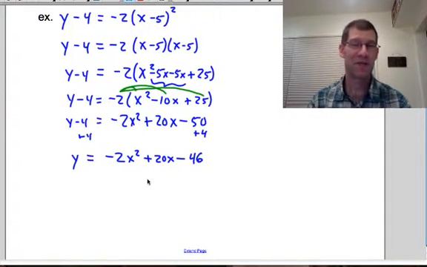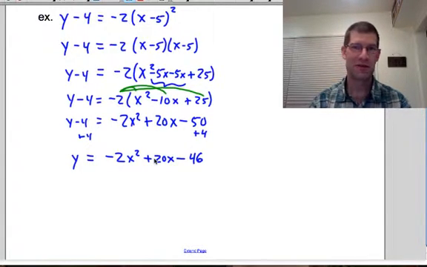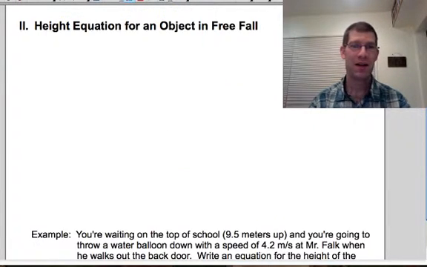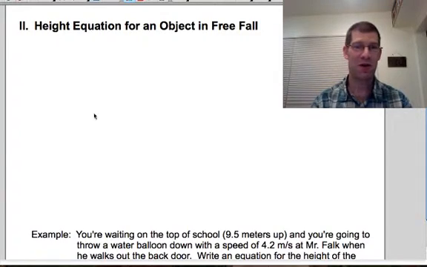So that's really the first half of the notes, being able to go from vertex form down to standard form. And that's a guaranteed question you're going to see in the book, on quizzes, on tests. It's a skill that you really just have to know in this class and going on to pre-calc. The next part is going to be the height equation for an object in free fall. And I'm a little biased because I teach physics. This is totally a physics thing. But it fits because we're talking about parabolas.